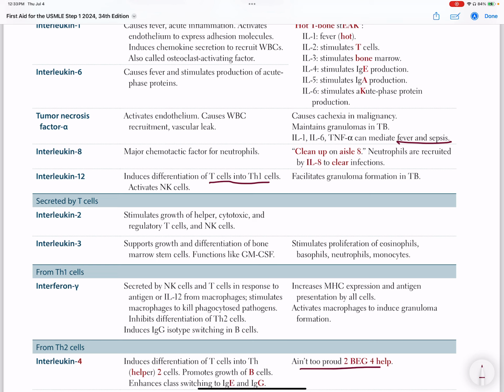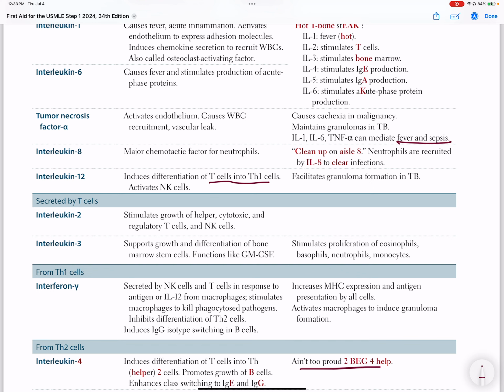IL-1, IL-6, and TNF alpha can mediate fever and sepsis. IL-8 is the major chemotactic factor for neutrophils; neutrophils are recruited by IL-8 to clear infections. IL-12 induces differentiation of T cells into Th1 cells, activates NK cells, and facilitates granuloma formation in TB.